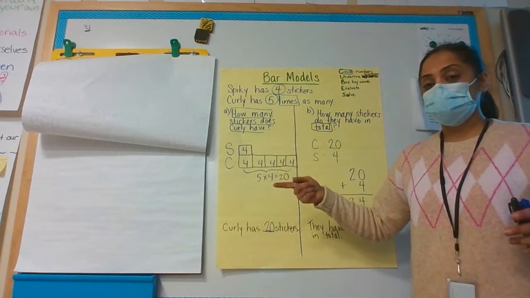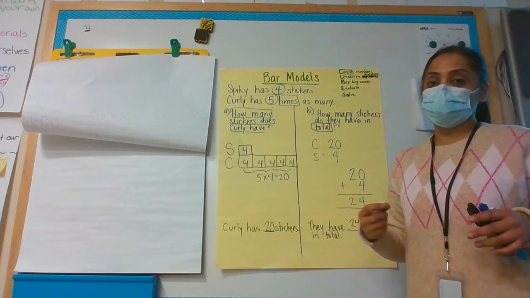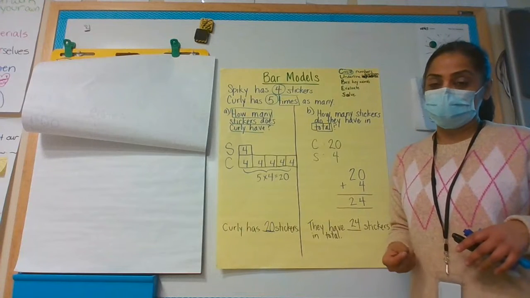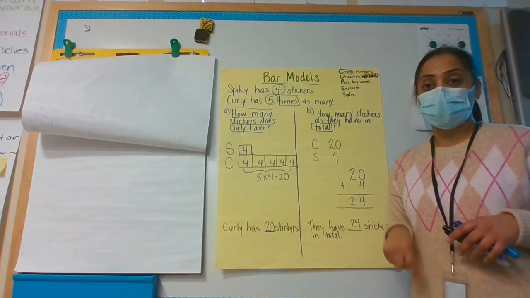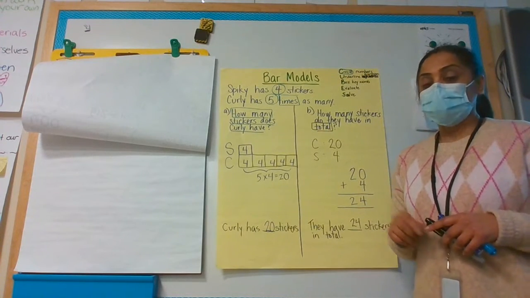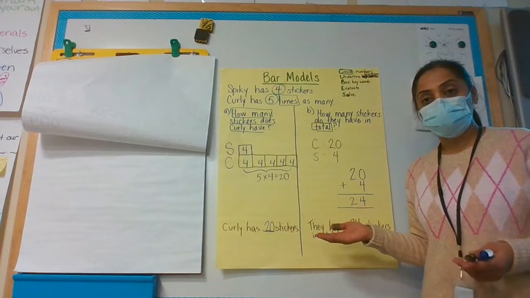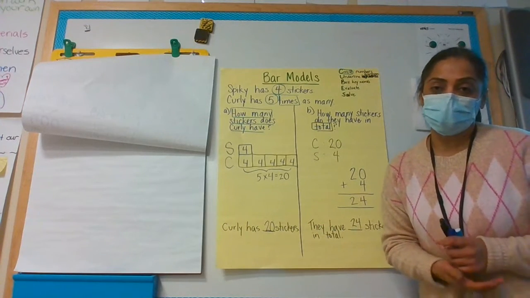The next lesson that we're going to learn is not with multiplication. It's going to involve multiplication and addition, and it's going to look a little different for that bar model. So I'll make another video to show you how to do that also. So this is what bar models look like. We've just started.